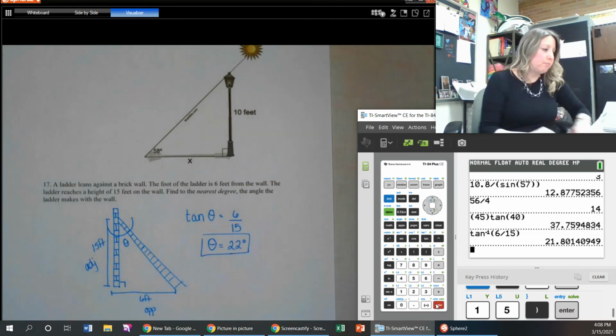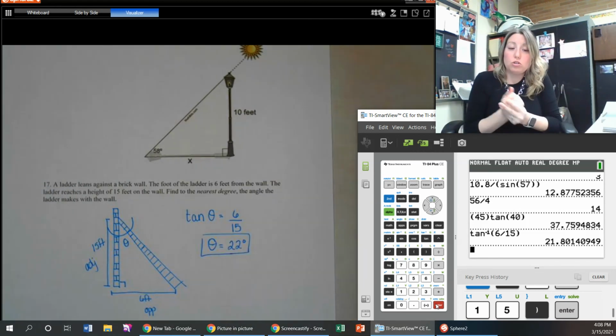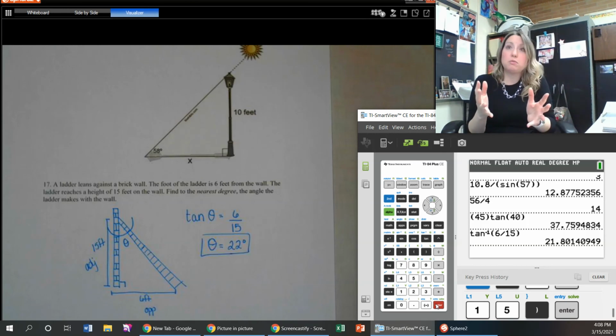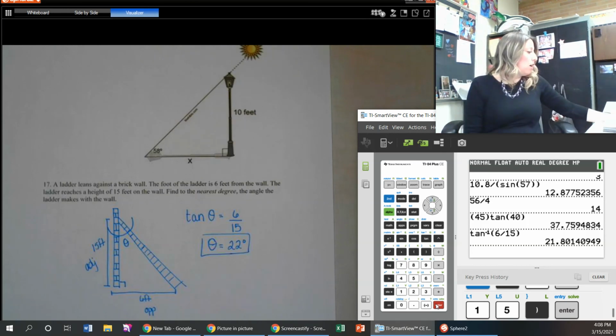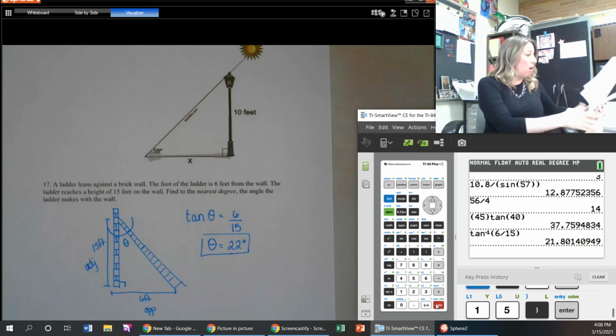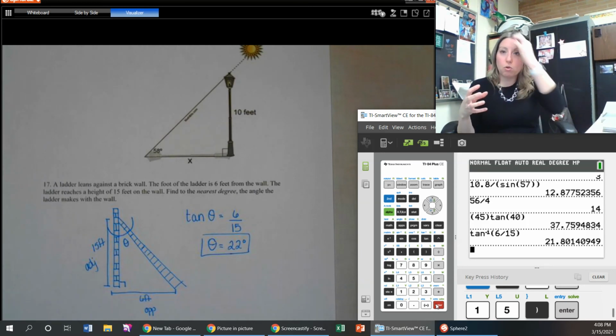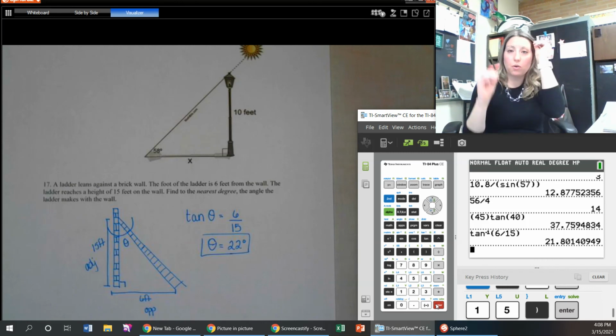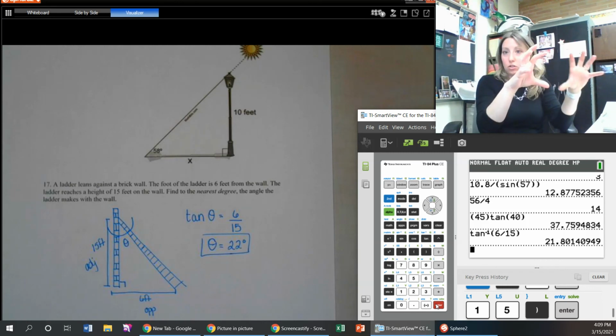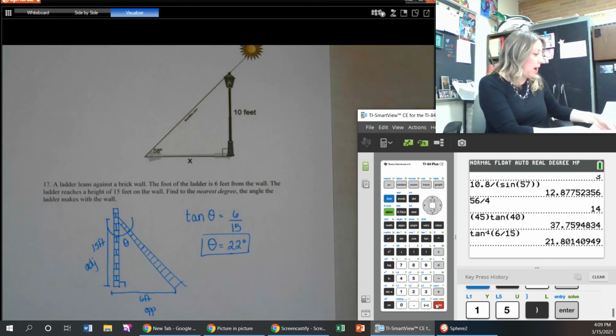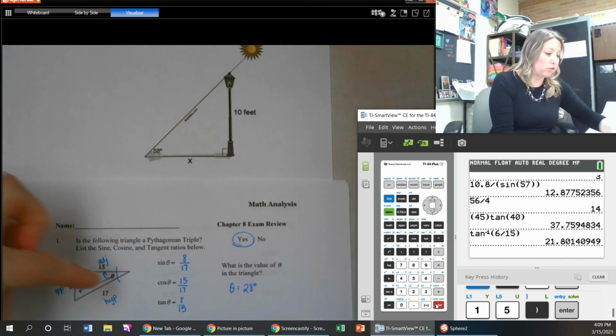There we have it. So anything I didn't do and you want to ask me about, go for it. You have the answer key. These are the questions on the test. They're just in a slightly different order as far as section goes. So I do my section on using the special right triangles first, and that would be questions 1 through 3.